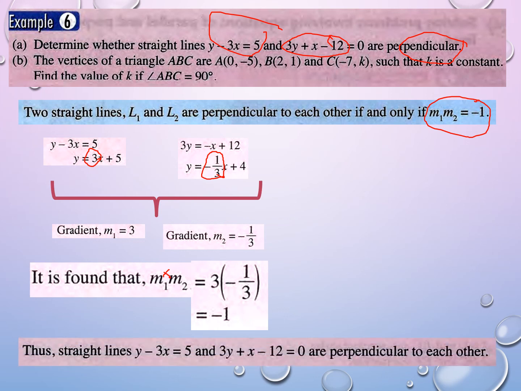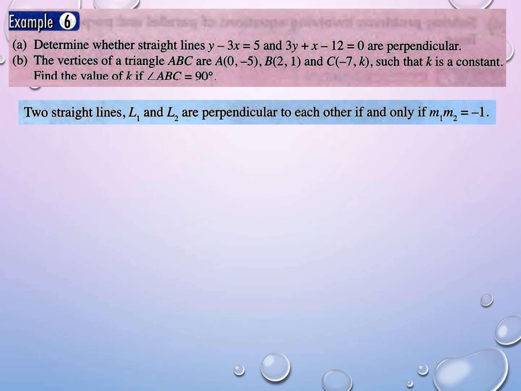Now we have to answer the question: are the straight lines perpendicular to each other? Next question, you will see the vertices of the triangle. Now we have triangle ABC, where k is a constant. The points A, B, C have these coordinates. Find the value of k if angle ABC is 90 degrees.